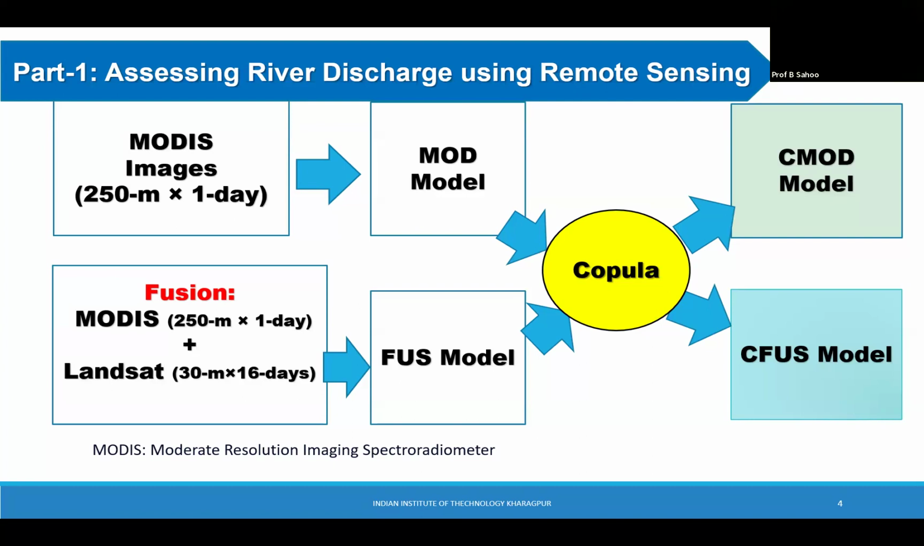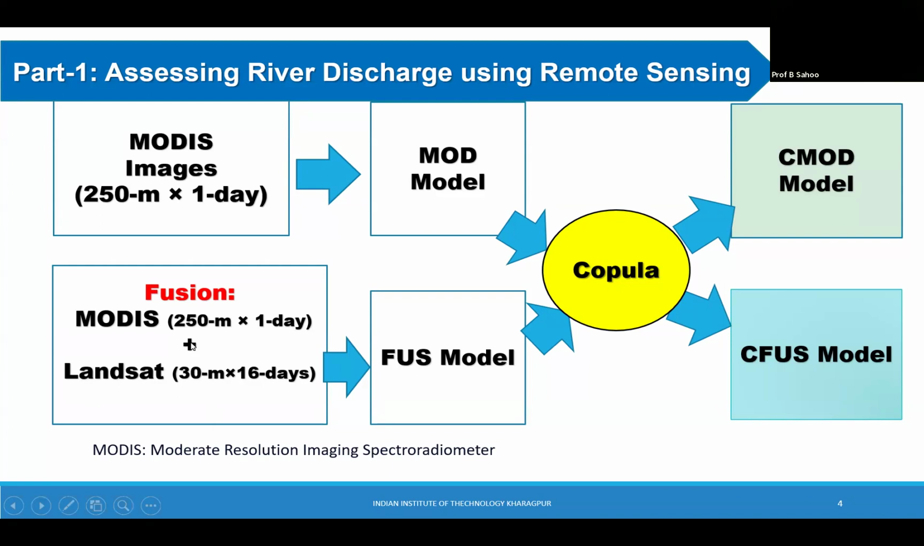So what if the river width is less than 250 meters? In that case, we may get land contamination. Land means there is sand and other things in the riparian zone, so the reflectance may be higher. The water generally tries to absorb more radiation, so the reflectance will be less.